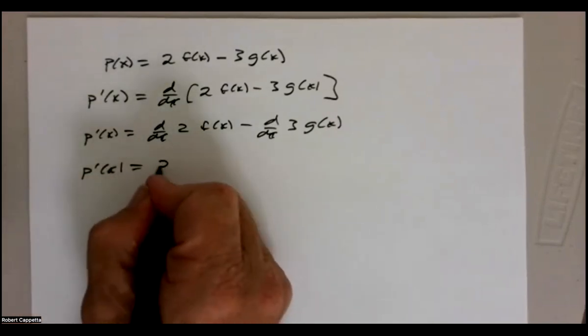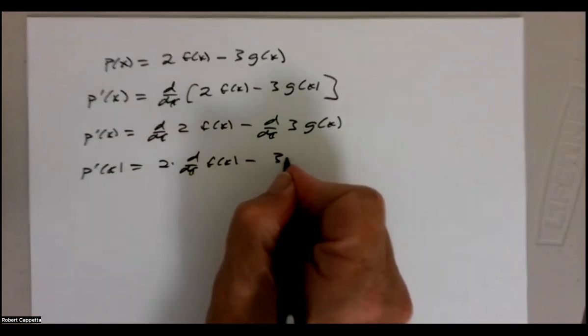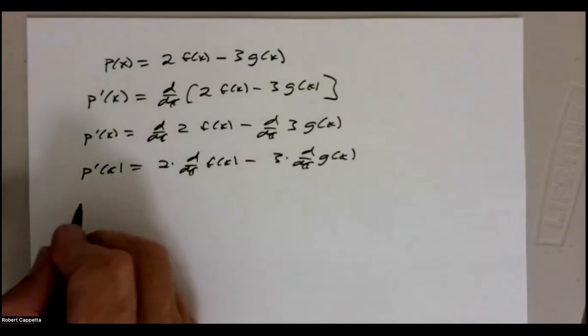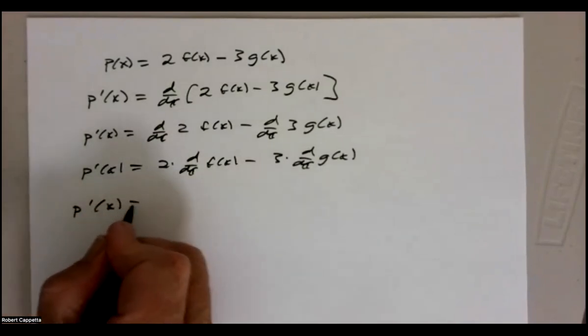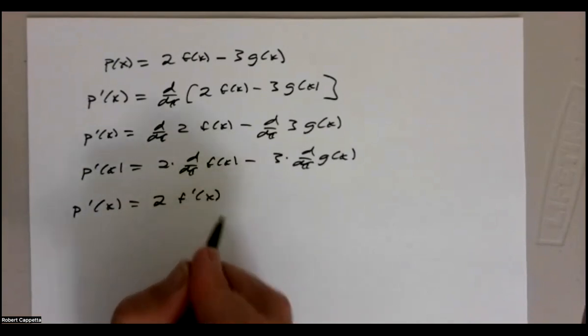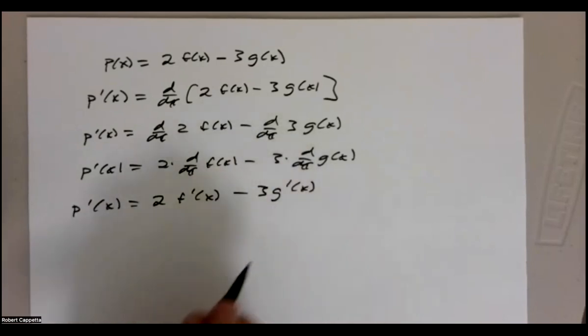So p prime of x is 2 times the derivative of f of x minus 3 times the derivative of g of x. I know I'm showing every possible step. Maybe this is a little much for you. I just want to make sure I'm not leaving anything off. So p prime of x is 2 times f prime of x minus 3 times g prime of x. And you might have gotten there immediately.